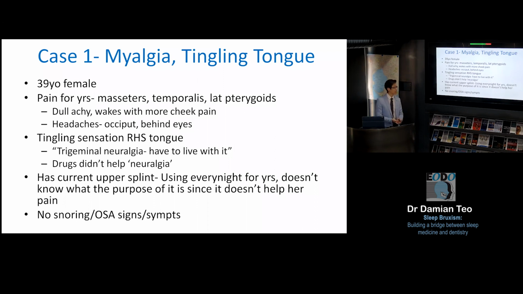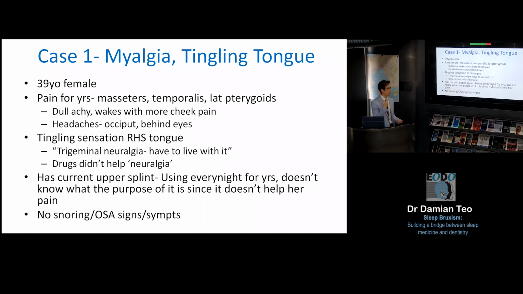and she'd seen neurologists and GPs, and they all said it's just trigeminal neuralgia. They tried Tegretol and drugs like that for neuralgia, which didn't work, so they just told her, you have to live with it, there's nothing we can do. She had a splint already, which she was still using every night for years. It was an upper flat plane splint, and she told me that she doesn't know why she's using it because it's not doing any benefit.